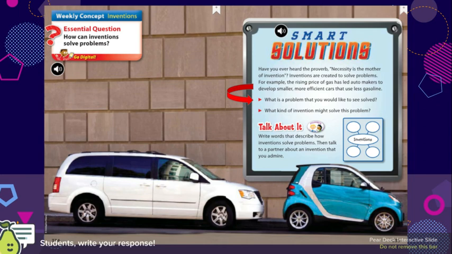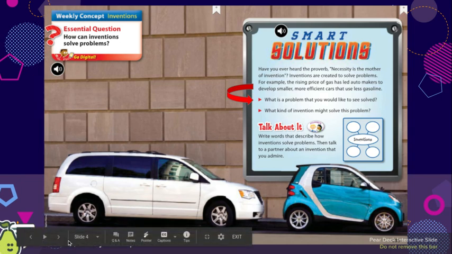Well, the smart car uses a lot less gas than that minivan that's parked behind it. So that could solve a problem. It could solve the expense of gas. Also, this smart car is an electric car, so it uses only a very little amount of gas. So therefore, it's also not producing the exhaust fumes that come from burning gasoline. Also, the car is so small, it takes a lot less material to build it. So this smart car can help solve lots of different problems.